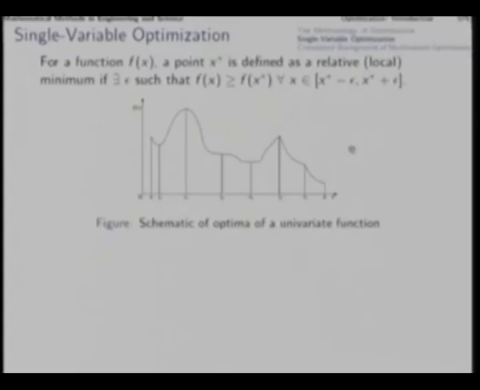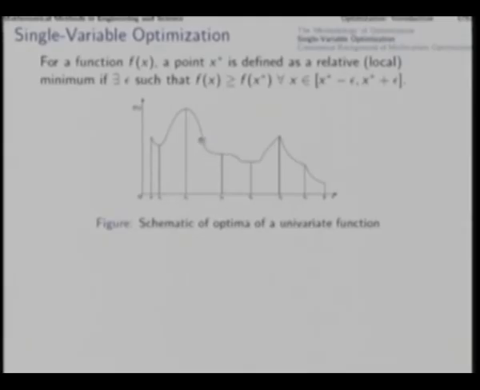So, in this schematic, x1, x4 and b are 3 minima. On the other hand, a, x2 and x5 are maxima. x6 is neither a minimum nor a maximum. Similarly, x3 is neither a minimum nor a maximum.